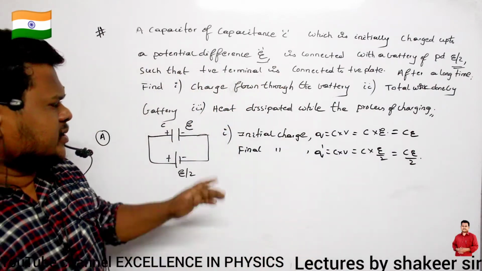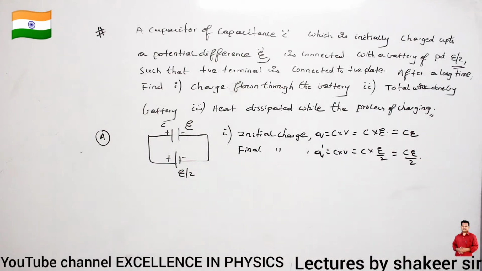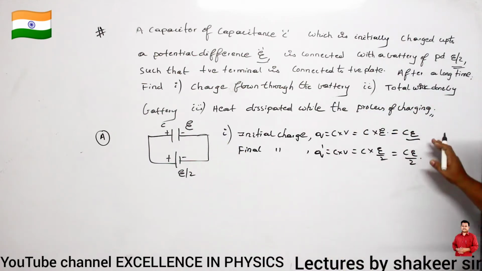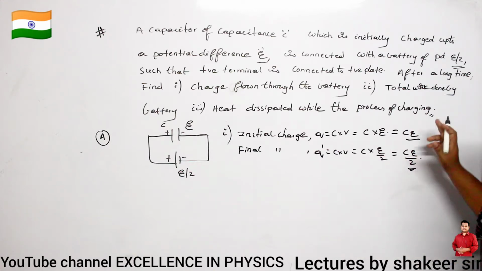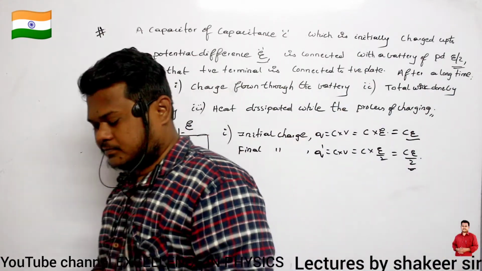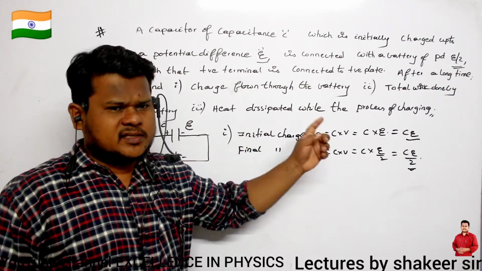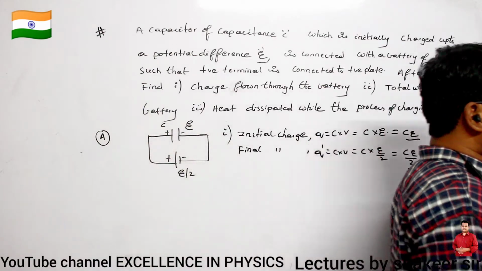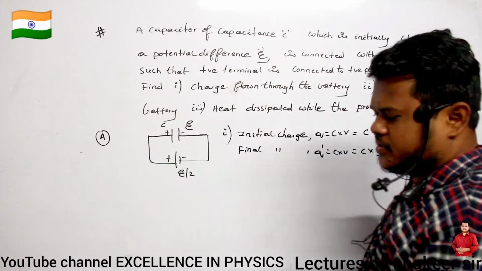Clear? So is the initial charge greater or is the final charge greater? Which charge is greater, can you say? Before joining this capacitor, it was having a charge of Q, which is CE. Then after joining in the circuit, this capacitor will have only this much amount of charge. So which amount of charge is greater? Initial charge is greater. So final charge is lesser. Final charge is lesser means what? What do you understand from this one?